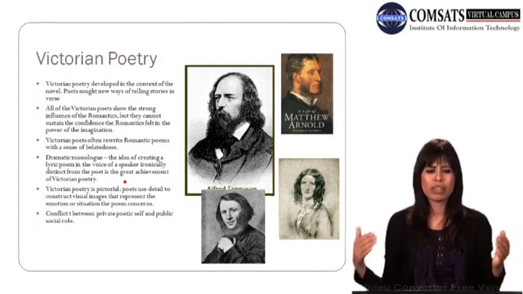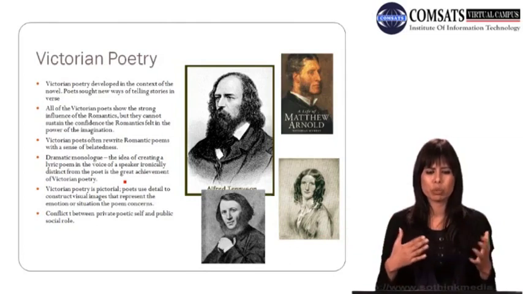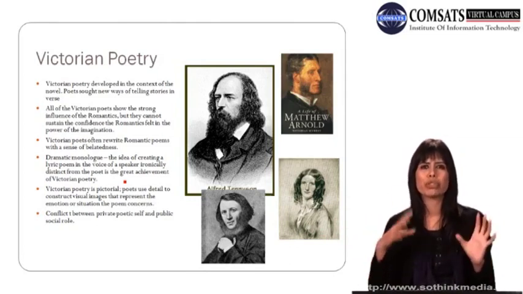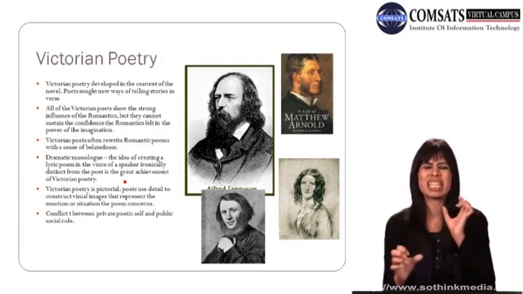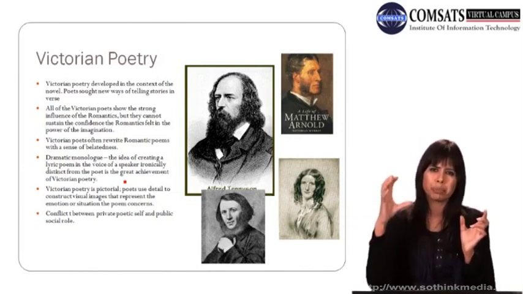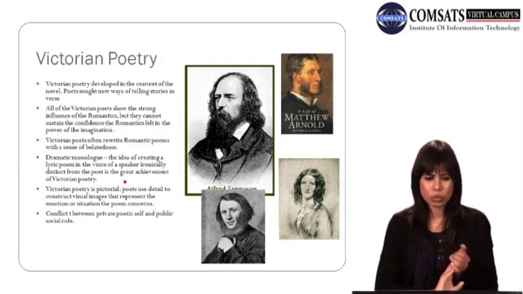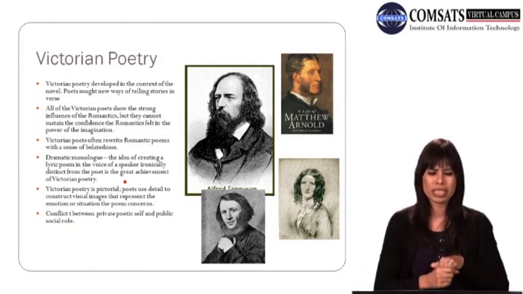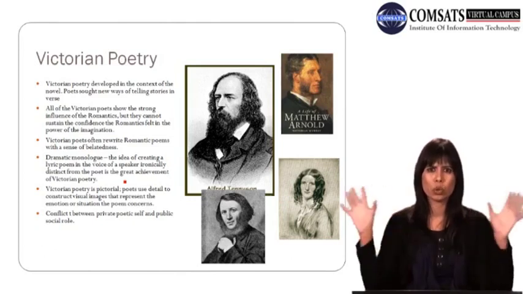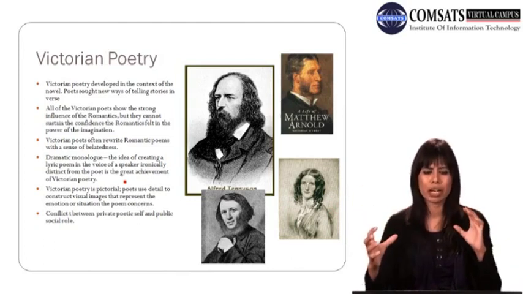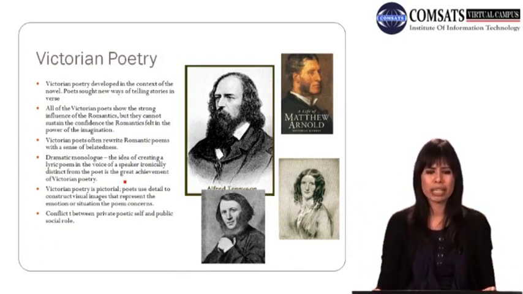Dramatic monologue, the idea of creating a lyrical poem in the voice of a speaker, ironically distinct from the poet, is the great achievement of Victorian poetry. So my dear students, dramatic monologue is a creation of Victorian poetry. This is the greatest achievement of Victorian poetry. So what basically is a dramatic monologue? I told you when we were doing literary terms as well, this is the idea of creating a lyric poem in the voice of a speaker, ironically distinct from the poet.